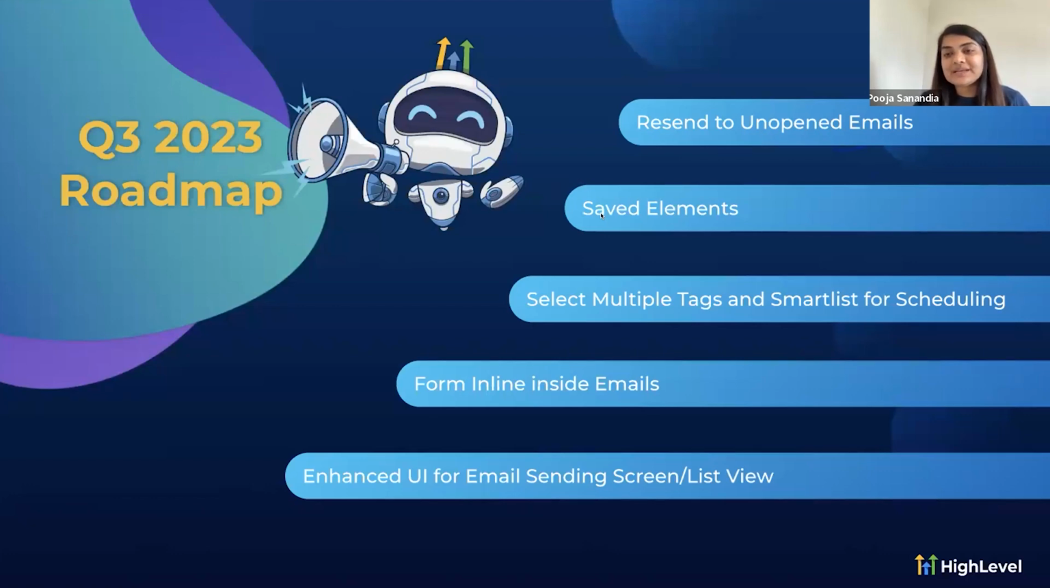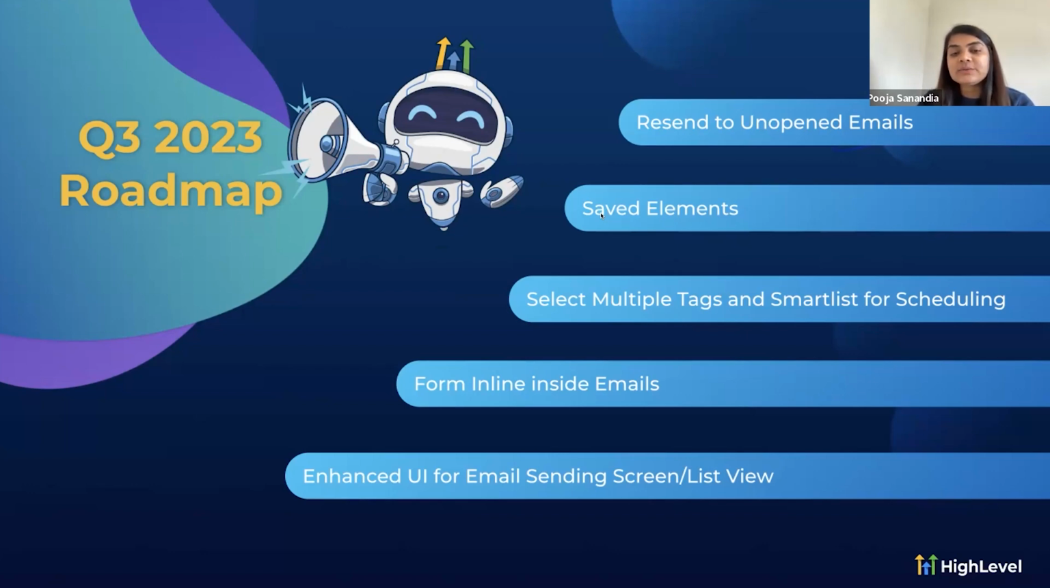Today, one thing that we get as feedback is that inside email builder, you can only choose one tag or one smart list when you want to send it to your contacts. But going forward, we are going to allow multiple tags and smart lists, and we are also going to allow people to add tags around it as well, if there is a particular tag you want to associate with that particular contact.